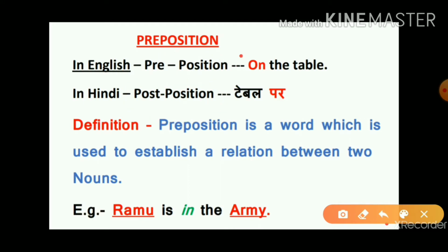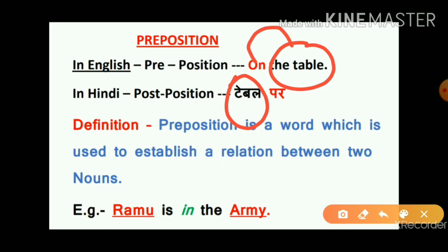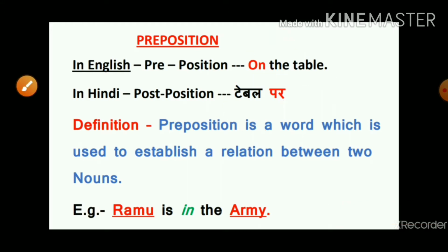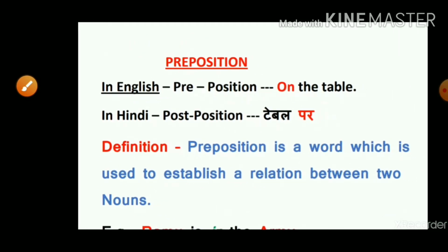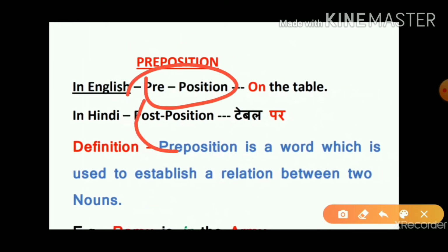Suppose here we have "on". On is a preposition, and here we have "par" as the Hindi word. It is a postposition. In English, the preposition is used before the noun, but in Hindi it is used after the noun. This is the basic difference between English and Hindi. So we can say that in English a preposition is used, but in Hindi a postposition is used.